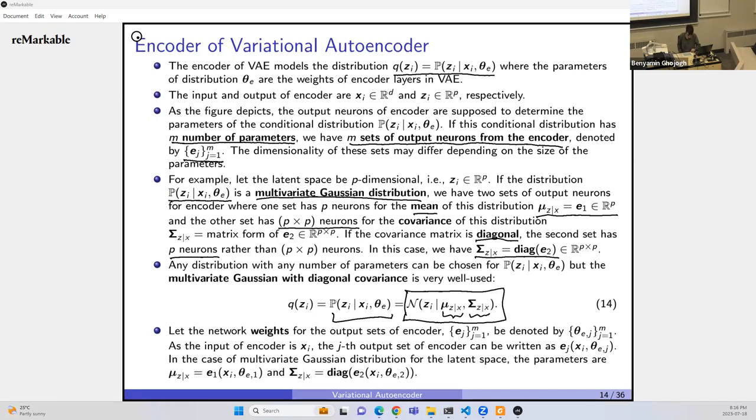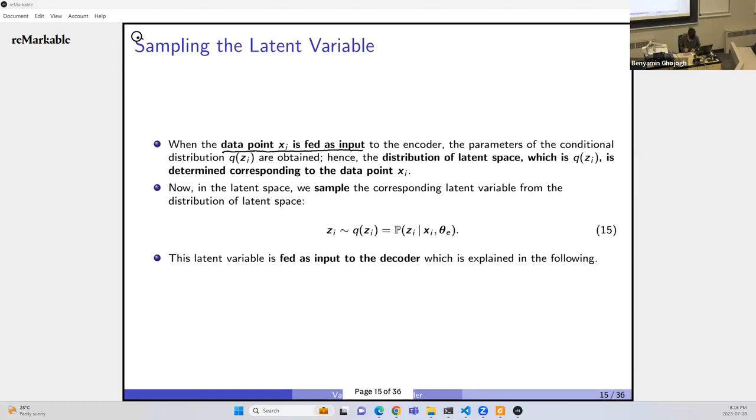When the data point xi is fed as input to the encoder, the parameters of the conditional distribution q of zi are obtained. Hence, the distribution of the latent space, q of zi, is determined corresponding to the data point xi. This is an important thing. Every time you feed some data point to the encoder, the distribution of latent zi given xi differs because the parameters change. So it's dependent on xi. Interesting. The encoder says zi depends on xi. The decoder says xi depends on zi. We have two random variables which depend on each other.